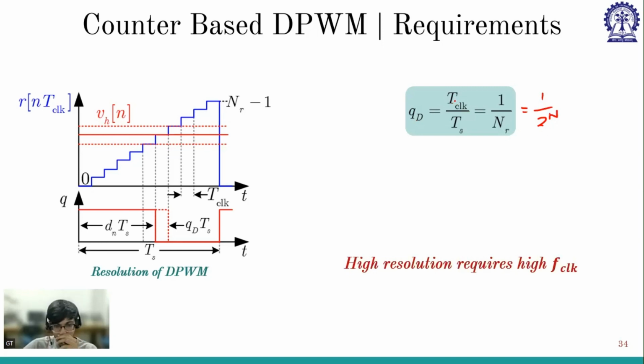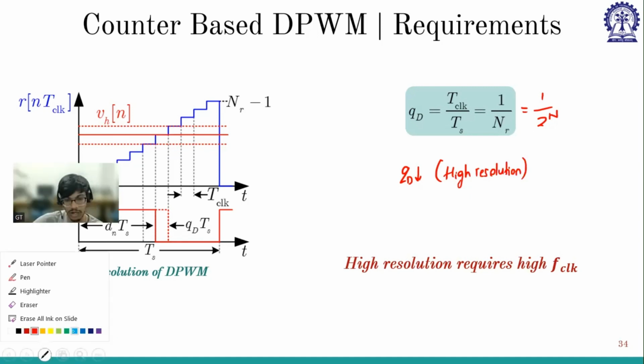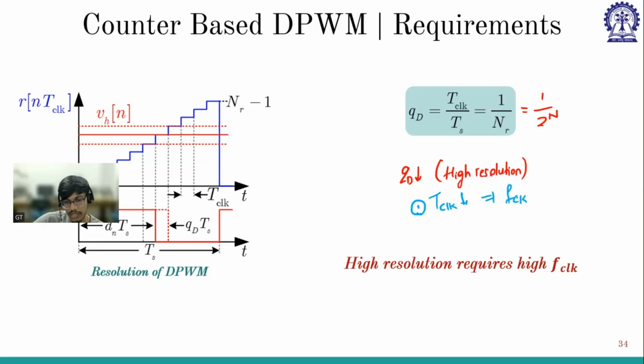So QD is dependent on two things: one is T clock, TS. If you want QD to be less, which means high resolution, the error margin will reduce. So if I want high resolution, I have two ways. First way is I reduce the T clock, which means clock frequency should increase, or my n should increase, which means the ADC number of bits should increase.